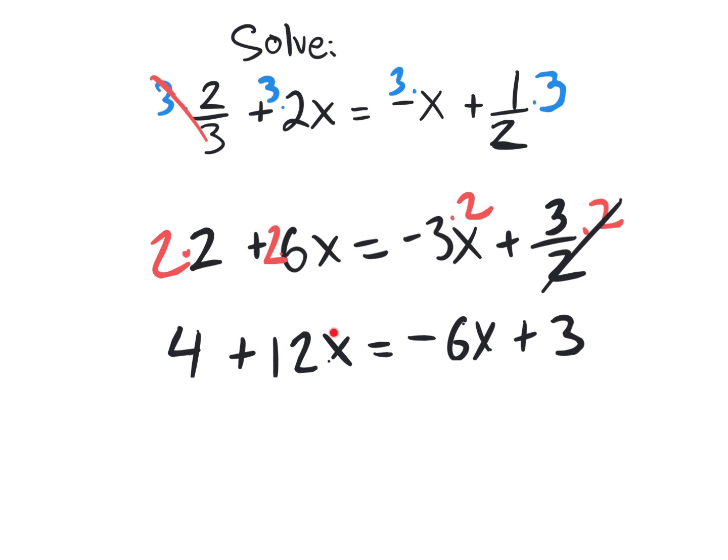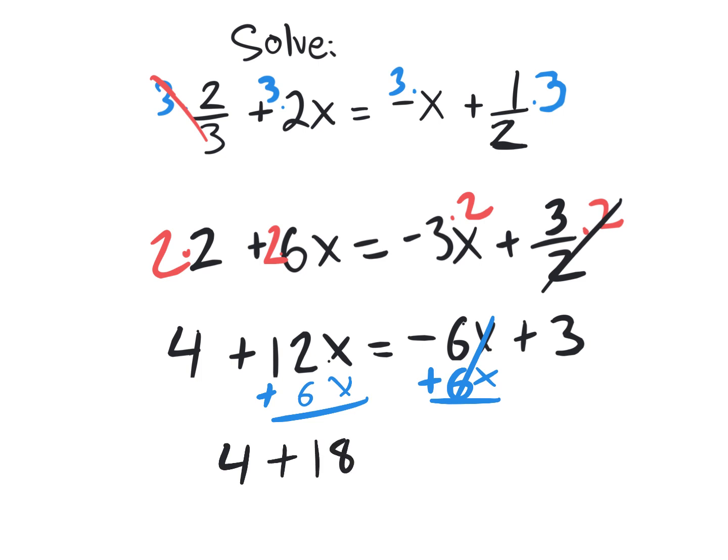Where's the x at? The left side of the equal sign or the right side of the equal sign? It's on both sides. I don't want it on both sides, so let's get rid of one of them. I'm going to get rid of the minus 6x by doing the opposite, plus 6x. What you do to one side, do to the other side. So what do I have left now? I have a 4 plus 18x equals 3.